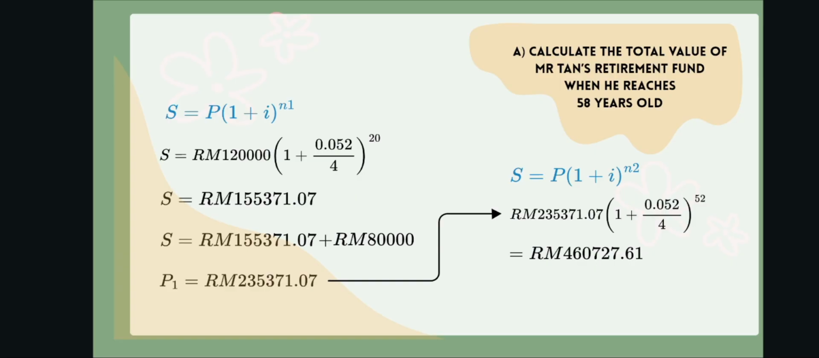After that, the answer we got earlier needs to be added to 80,000 ringgit because Mr. Tan received a salary increment and invested it as an additional saving. After that, the answer needs to be calculated using the same formula, but n is the remaining years for which compound interest has not been calculated.